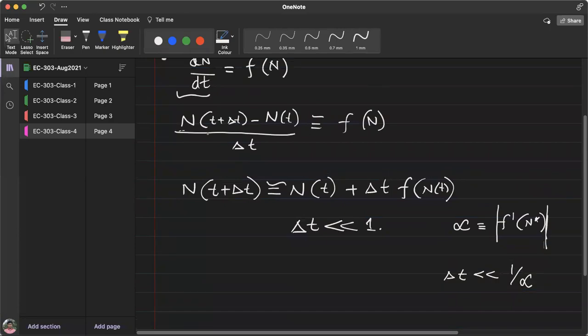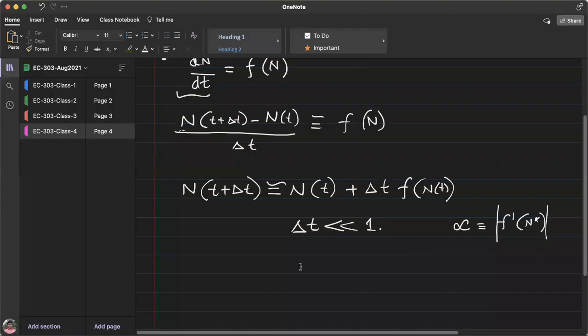The same problem. We have to close this and open again. Okay, am I sharing the right screen?